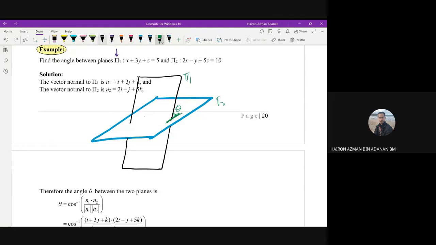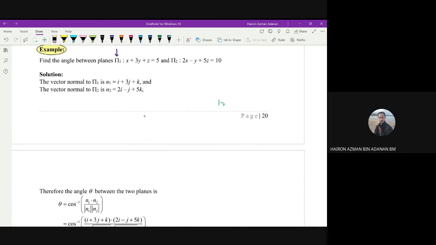So plane yang black ni normal dia mestilah ke atas ni kan. Plane yang ni normal dia mestilah ke sana. So sudut ni lah yang kamu akan cari. Sudut ni sama dengan sudut theta tu. Okay. So you faham macam tu lah. Alright. So I clear dulu. So apa kita akan buat? Kita akan gunakan normal. So macam mana nak baca normal?